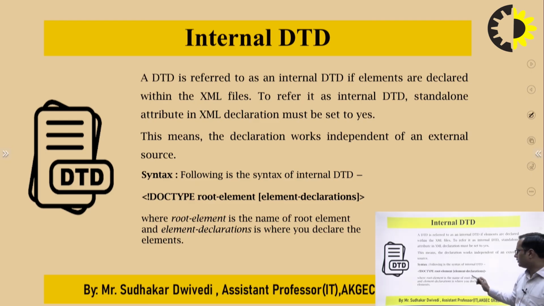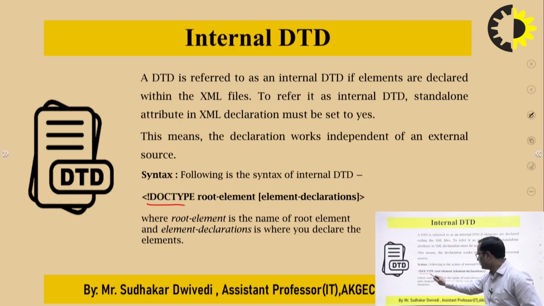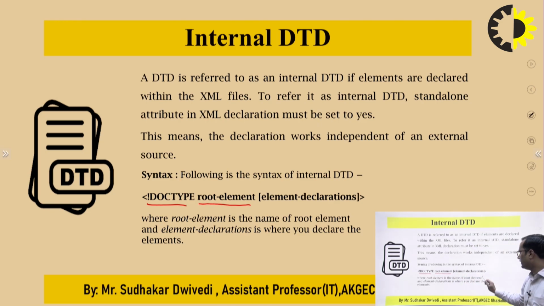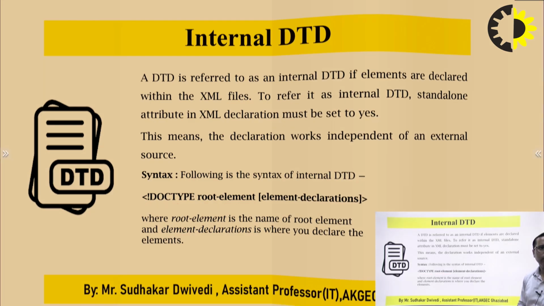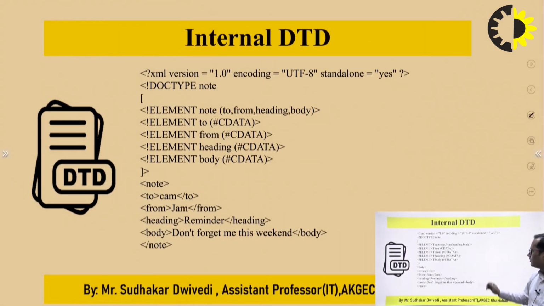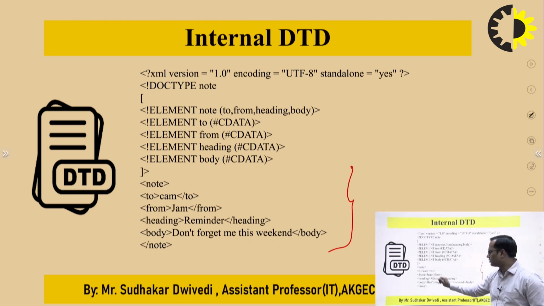So for the syntax, we use DOCTYPE, then we write the root element and then the square bracket with the element declarations. This is an example of an internal DTD. This is our XML document. We can see here the root element is note, and inside the note element there are to, from, heading and body elements.